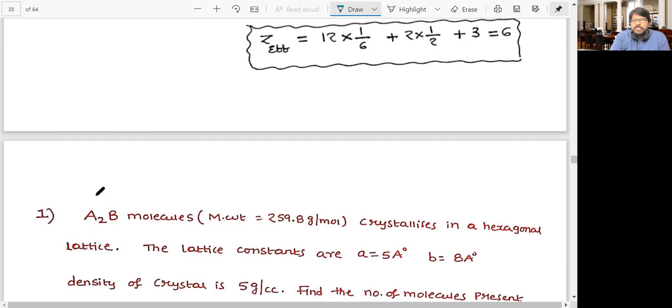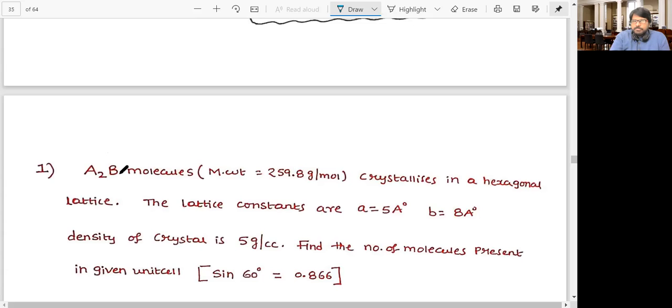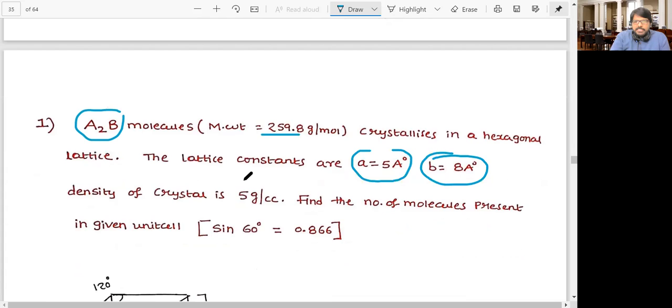So here let us take a molecule A2B. It's a triatomic molecule A2B, and the molecular mass is given as 259.8. And it crystallizes in a hexagonal lattice. The lattice constants are A is 5 angstroms and B is 8 angstroms. The density of the crystal is 5 gram per cc, and find the number of molecules present in the given unit cell. He gave the diagram.